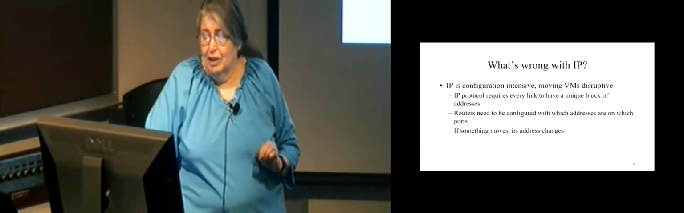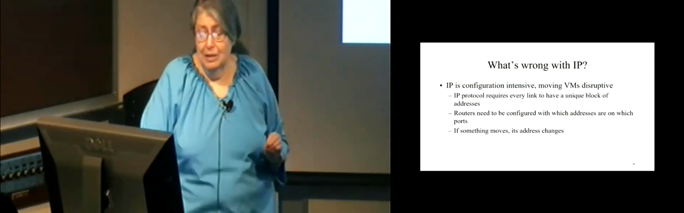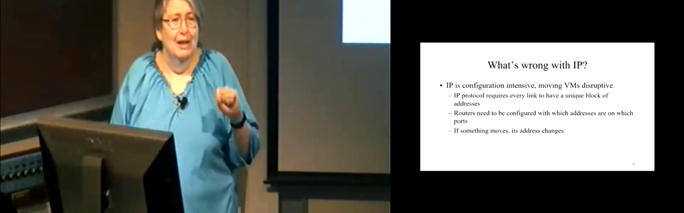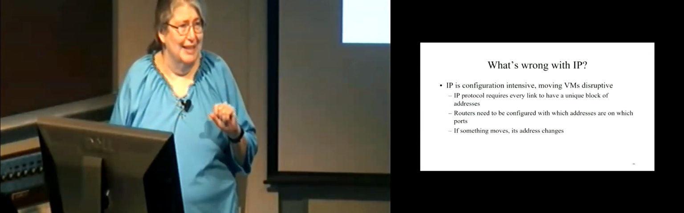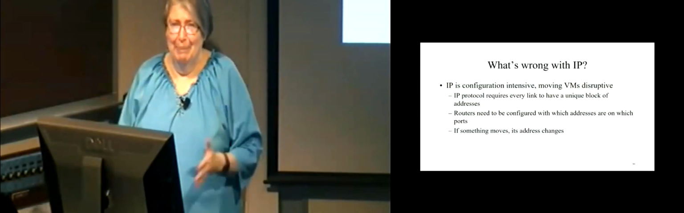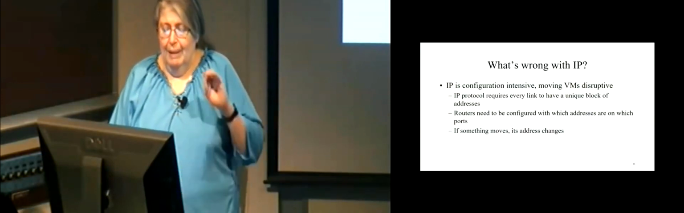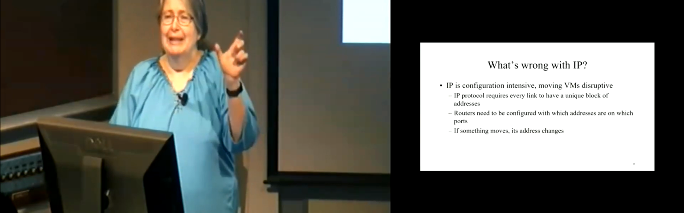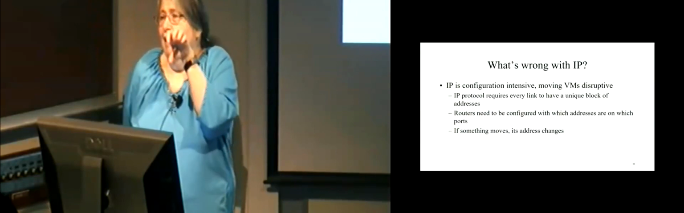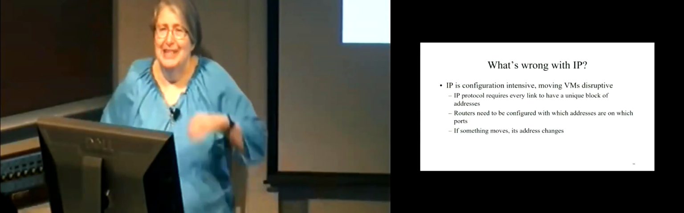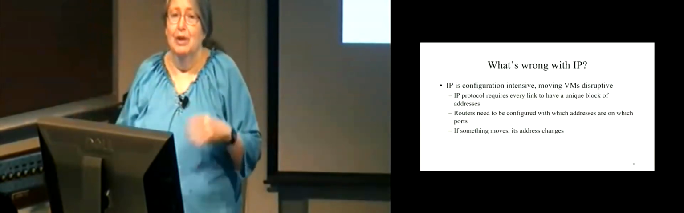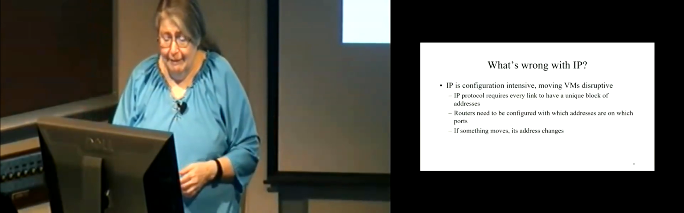And so what's wrong with IP? IP is configuration intensive. If you move a VM around, you have to change your layer 3 address. Now, this is not how layer 3 has to work. It's just how IP works. With IP, every link has to have its own block of addresses. And if you're a router, you have to be configured with which block of addresses is on which port. And if you move from one side of a router to another, you have to change your layer 3 address.